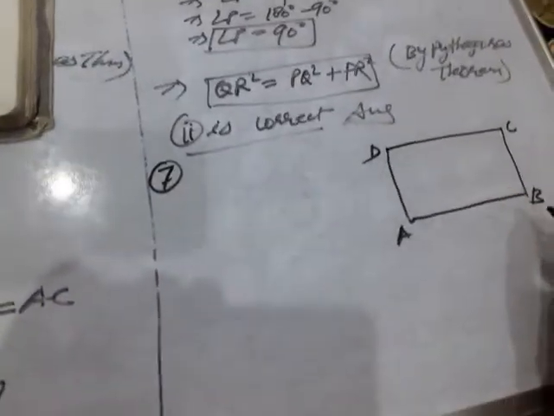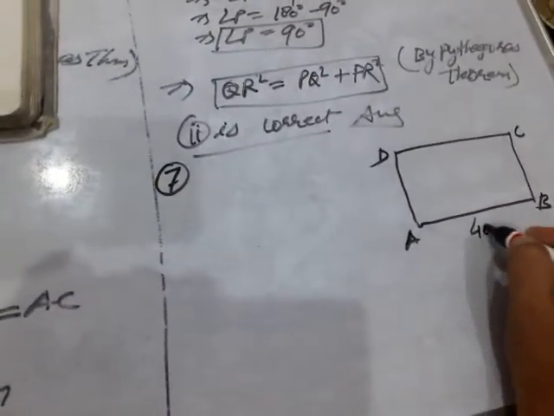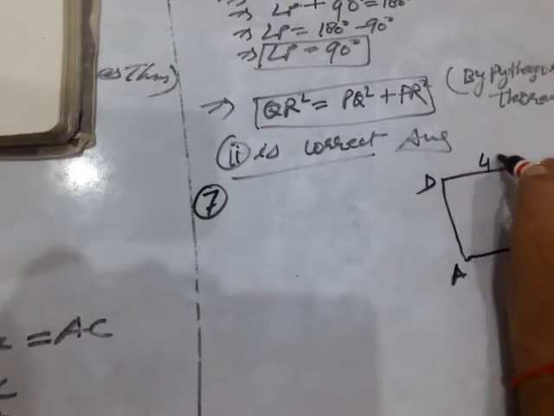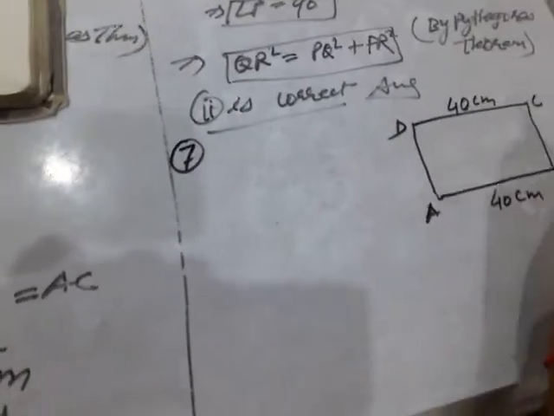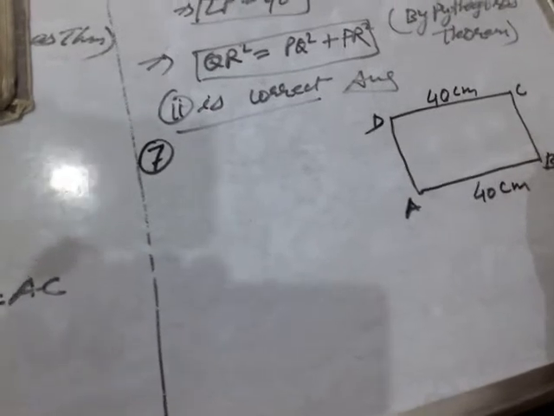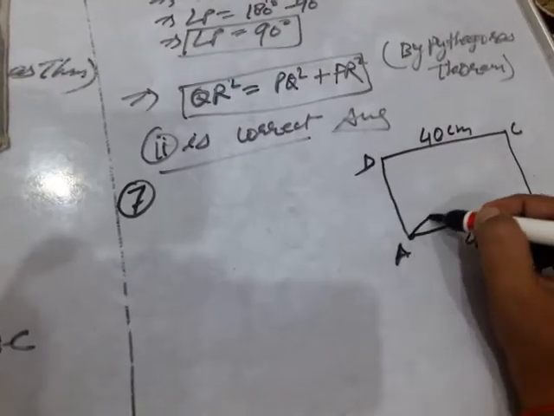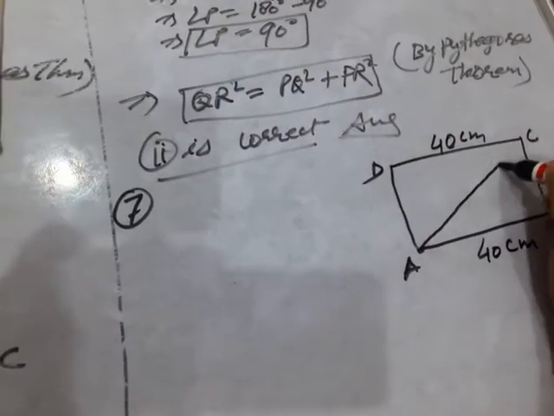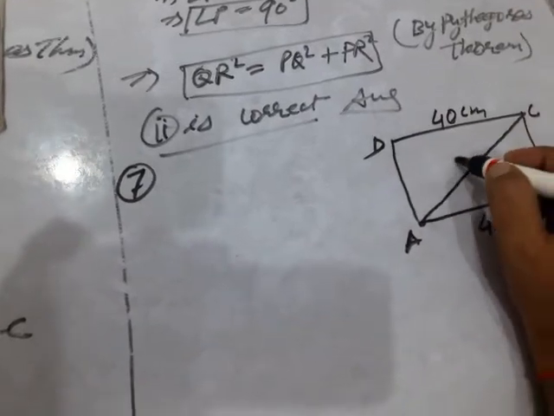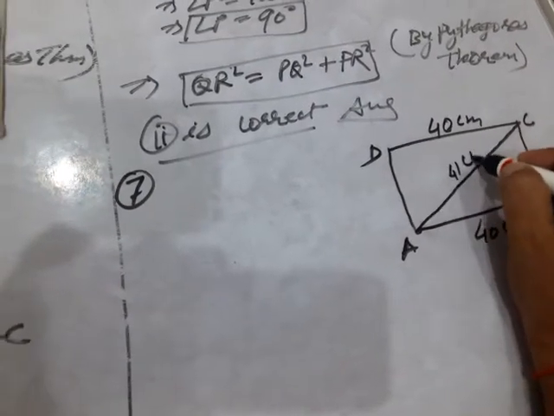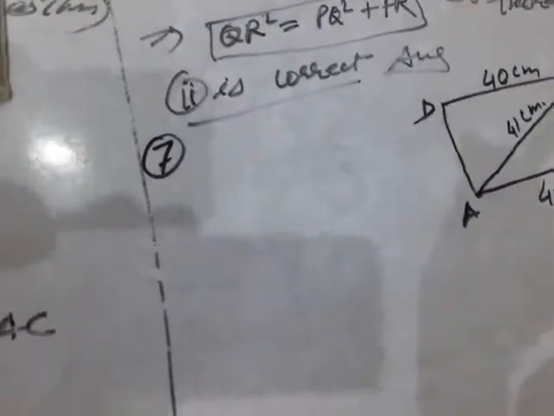Find the perimeter of the rectangle whose length is 40 centimeters. This is 40 centimeters. Clear? And a diagonal is 41 centimeters. This is diagonal AC and BD. A diagonal is 41 centimeters. Okay children? Right? Now find the perimeter.